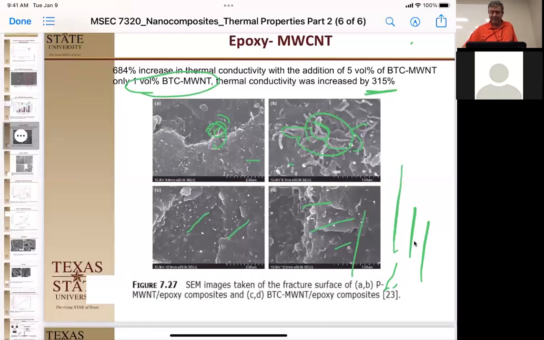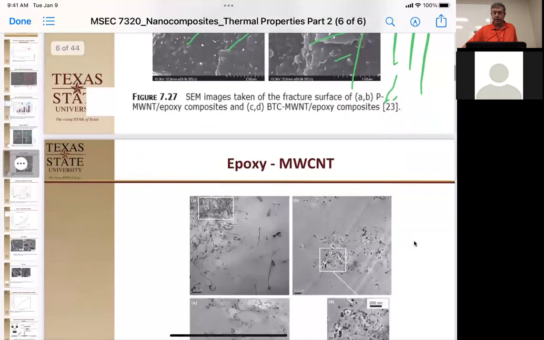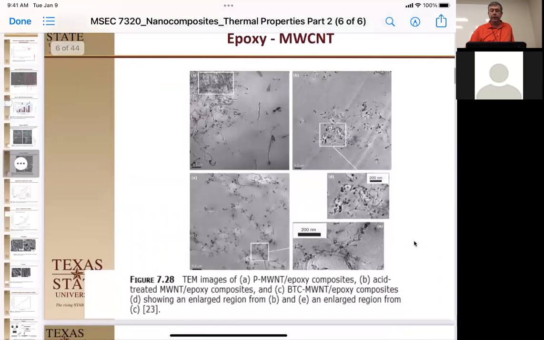The BTC? BTC is benzene tricarboxylic acid treated multi-walled carbon nanotubes. Okay. So when they looked at the two different ones in pristine state, they saw a lot of bunching up in there, meaning that they would rather aggregate with themselves than interface with the matrix.